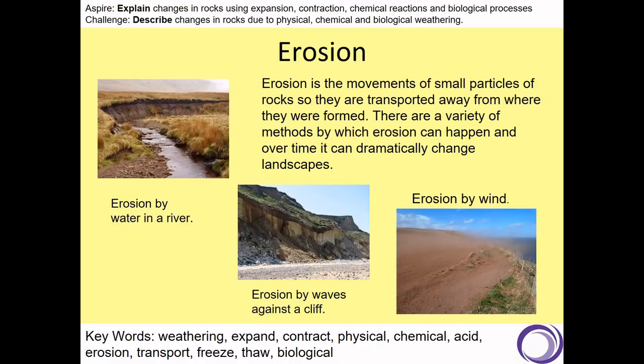And then one of the final methods that you need to know about is erosion by the wind. So erosion by the wind, again, as you can see in this field, is whipping up really small particles, but it can move larger particles as well, depending on the strength of the wind. And it moves those particles that have been weathered from one place to another, so actually changing the landscape that we look at.